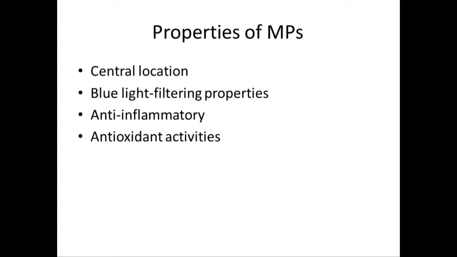Properties of macular pigment: again, John has gone at length describing its central location and its effect as a blue light filter. And for these conditions, glaucoma and diabetes, the 2 major properties that macular pigments have that may be useful are their anti-inflammatory properties and antioxidant activities.